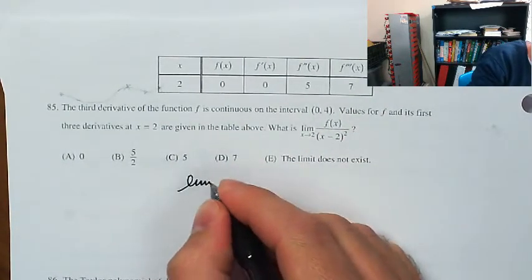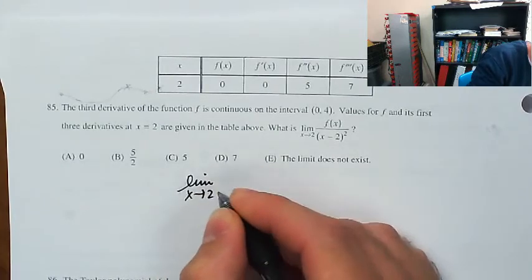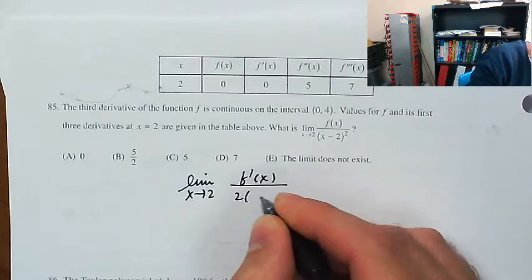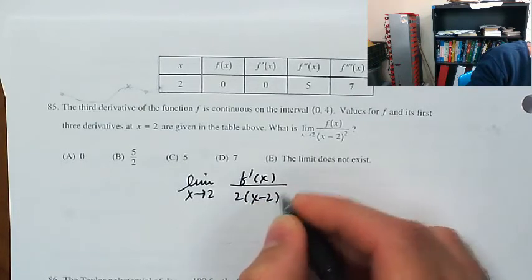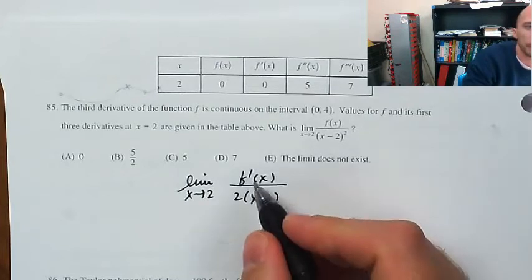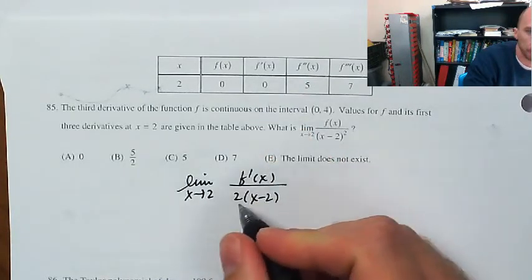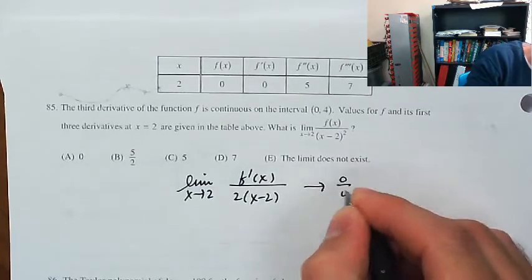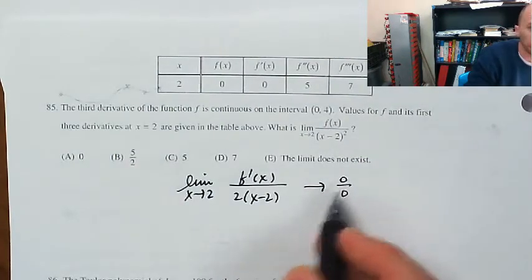So now I'm taking the limit as x approaches 2 of f prime of x divided by, take the derivative of the bottom, 2 times x minus 2 to the first, times 1 for the chain. All right. And now this f prime is 0, and 2 times 0 is going to also go to 0. So, still going to 0 over 0. It's going to 0 over 0.